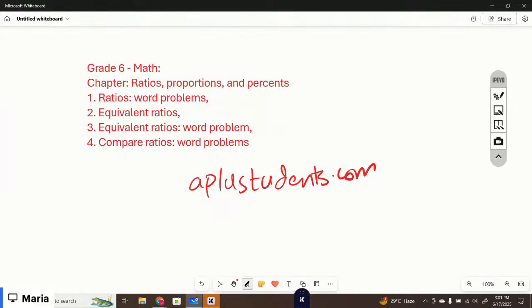scroll down to Basic Math, and then click on New Program Lessons. There you can find the list of chapters, starting with the chapter on ratios. The lessons we are going to cover today are ratios word problems, equivalent ratios word problems, and compare ratios word problems.